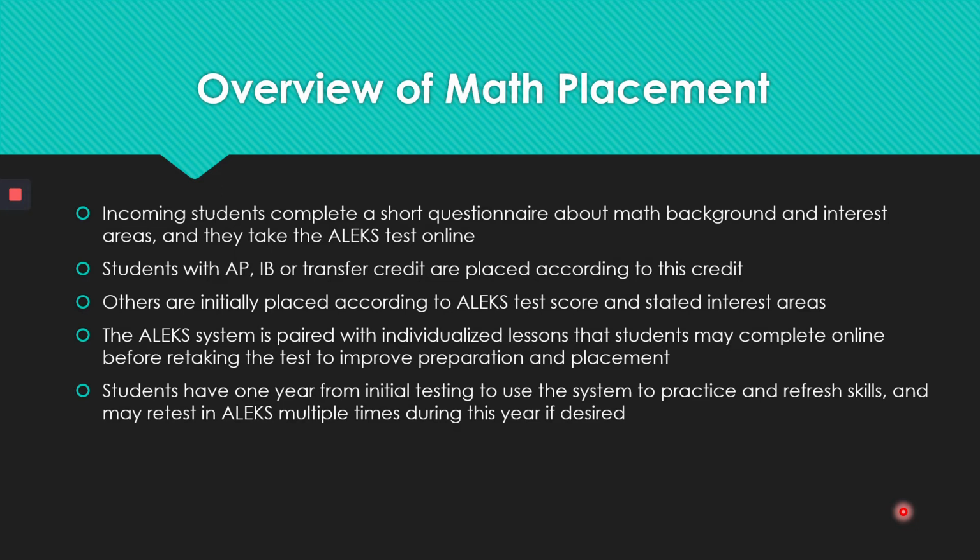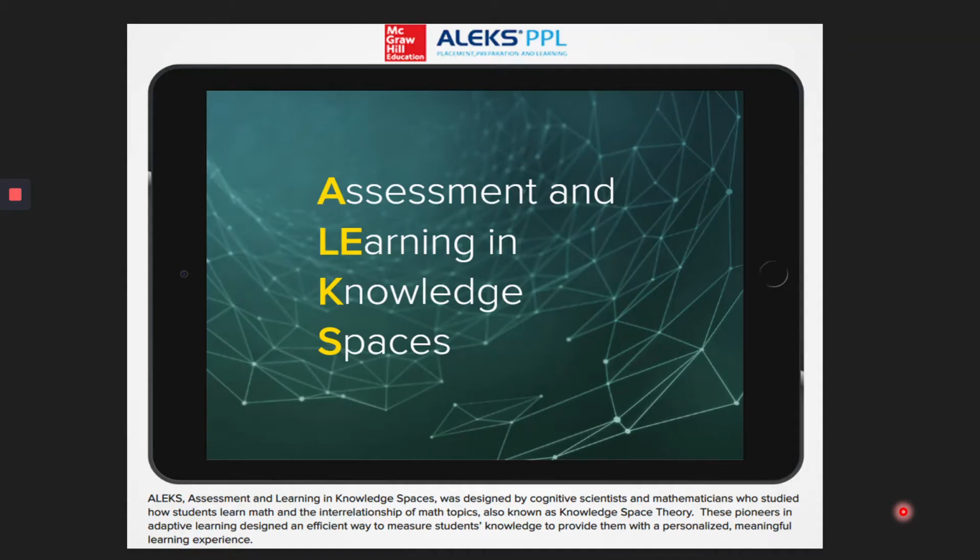Students who have credit from AP or IB or transfer credit will be placed according to that credit, and others will be placed according to their ALEKS score and their interest area. Now, what makes ALEKS unique is that the system is paired with individualized lessons for students that they can complete online and then retake the test if they want to improve the preparation and placement. Students do have 1 full year from initial testing to use the system for practice and retesting if they want. They don't have to do that, but they can.